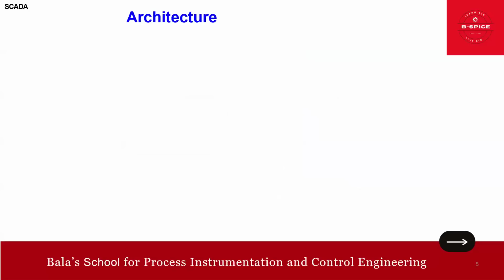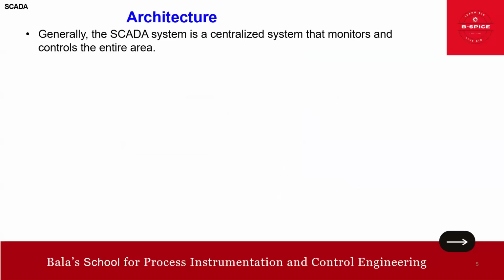Then we talk about the architecture. Generally, a SCADA system is a centralized system that monitors and controls the entire area. That is one of the versatilities of the SCADA system. It's distributed geographically over long distances, even 200 kilometers, and you can get the data. I will explain that in the subsequent session.